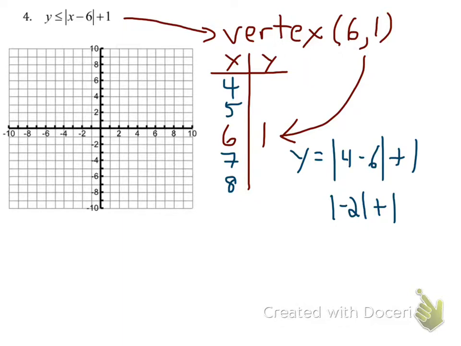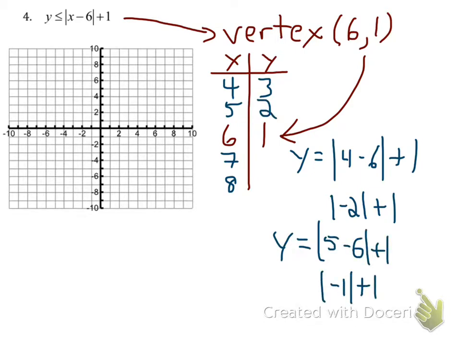If x is 4, the absolute value of negative 2 would be 2, plus 1. That means y would be 3. If x is 5, we would have the absolute value of negative 1, plus 1, which means y would be 2. Again, the axis of symmetry passes through 6 and 1, so the last two y values would be repeated. 7 should have a y value of 2, and 8 should have a y value of 3. We're going to go ahead and graph that.